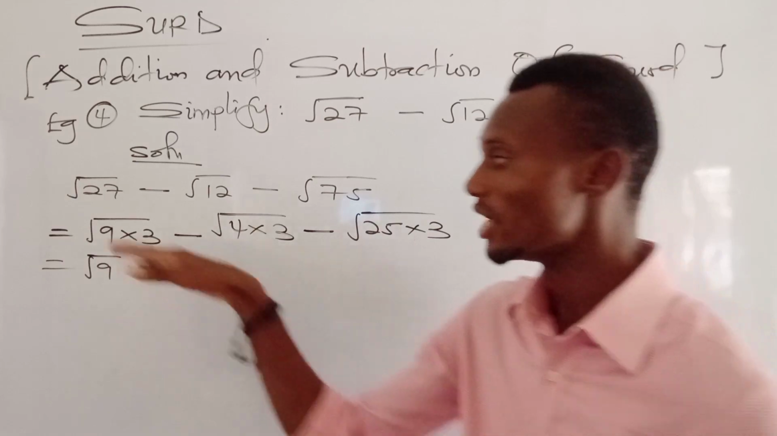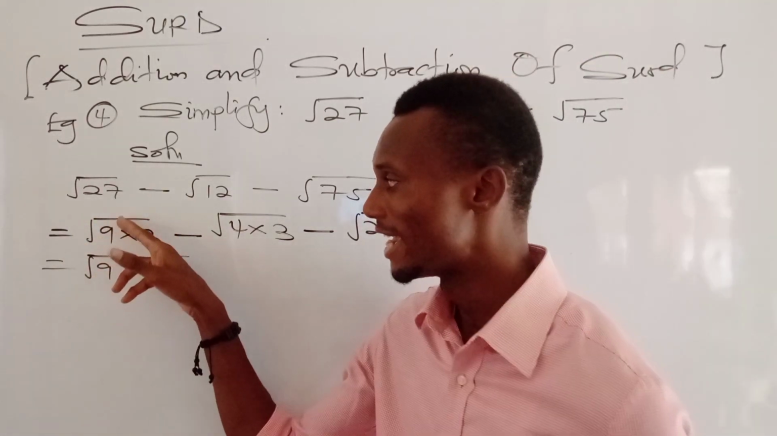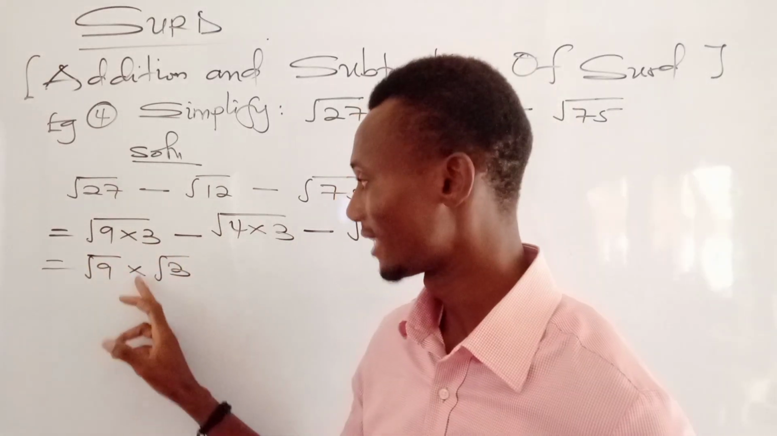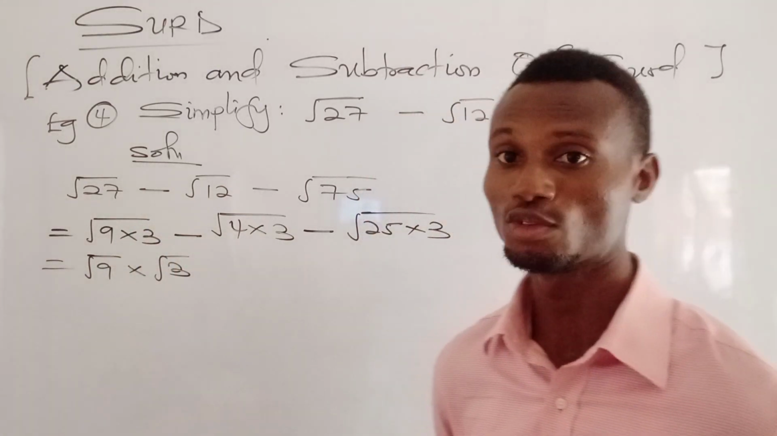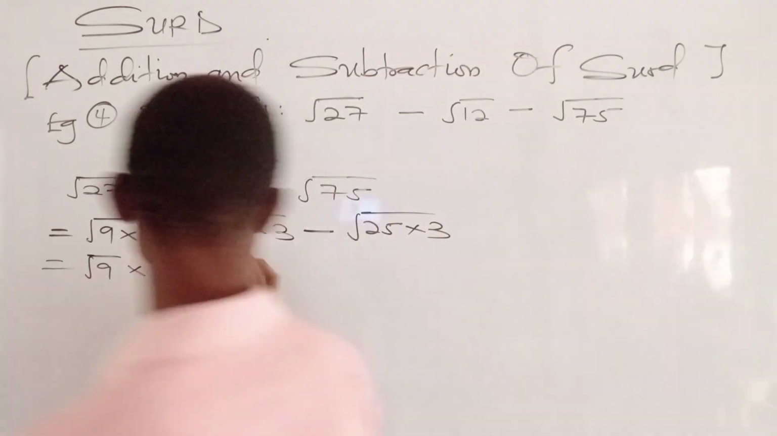Very simple. The square root sign will affect everything down here. So the square root sign affects the 9 and also affects the 3. So you can write it as square root of 9 times, you bring your times, which is here, then square root of 3. So that's how to handle it. I hope the explanation is clear enough. Now let's go to this one as well.